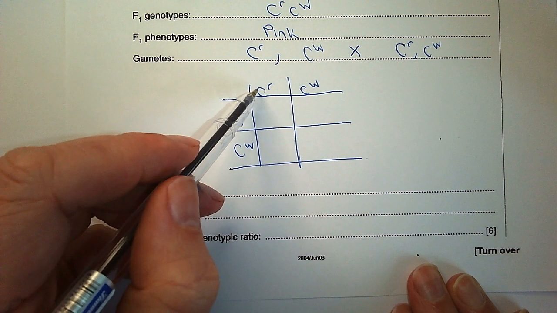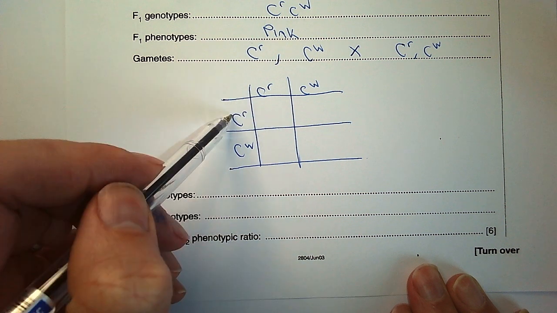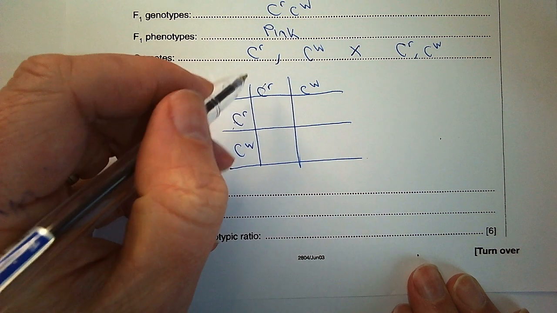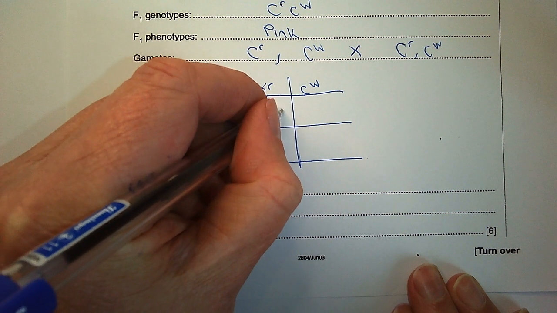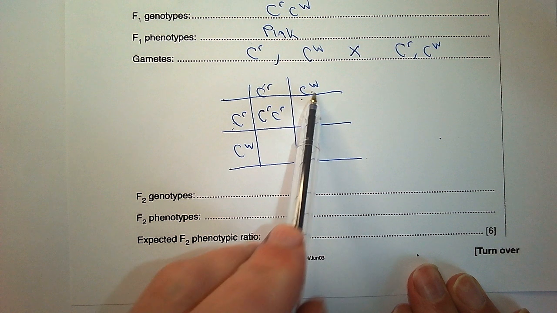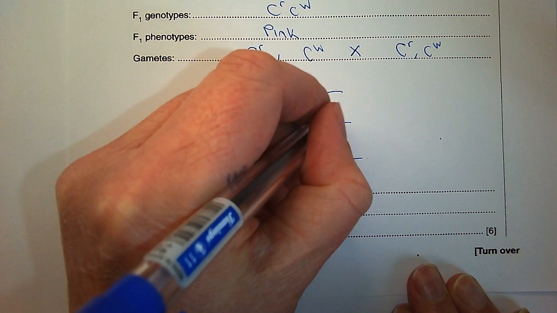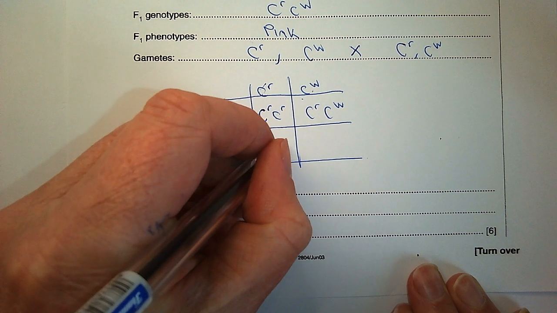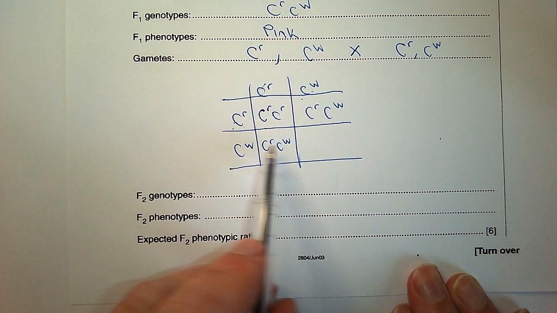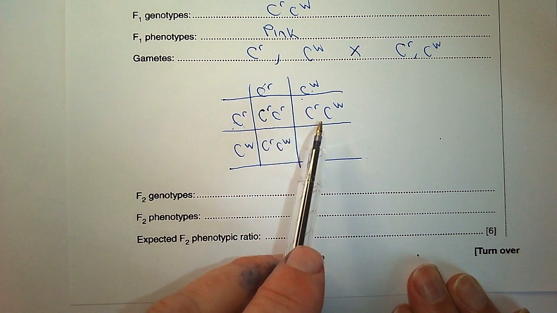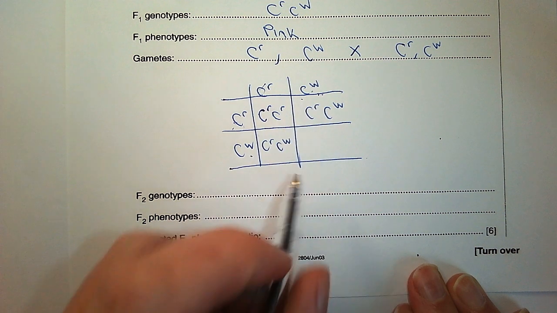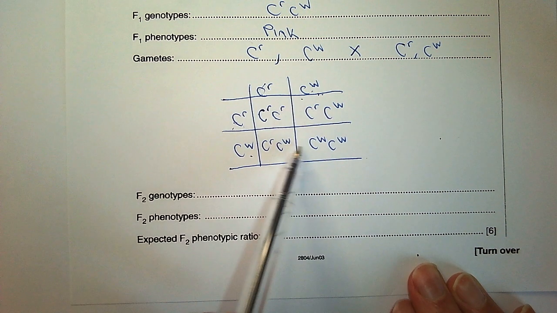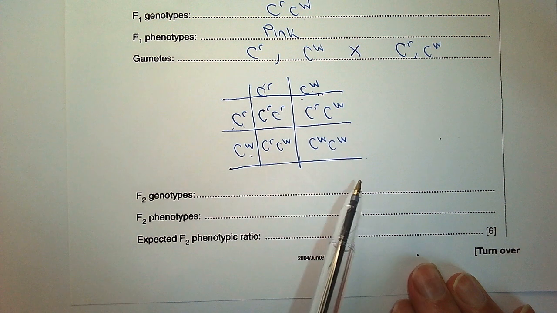So if this allele was joined with this allele, so these two gametes meet, then we're going to end up with CR, CR. Here we've got CW and CR, so CR, CW. Here we've got a CW and CR, so CR, CW. You can write this either way, but I'm just writing the R's first. And then the last one, CW, CW. So we've carried out our Punnett Square to work out the possible offspring genotypes.